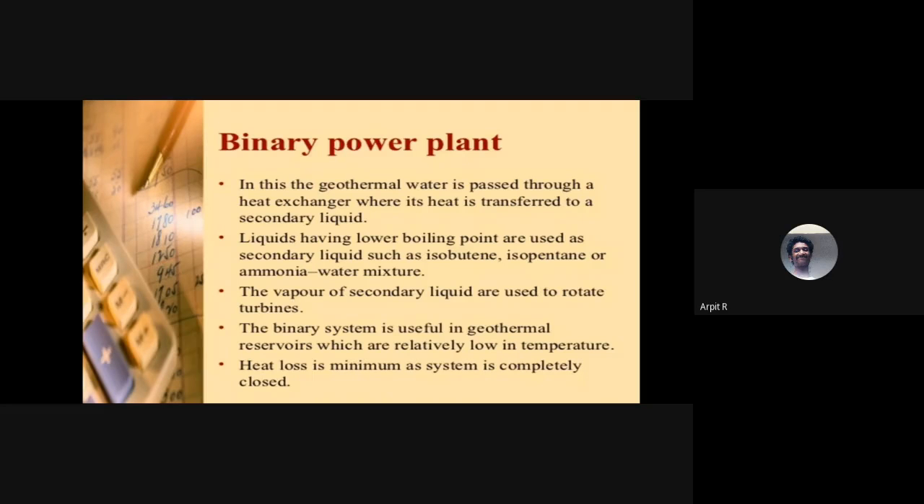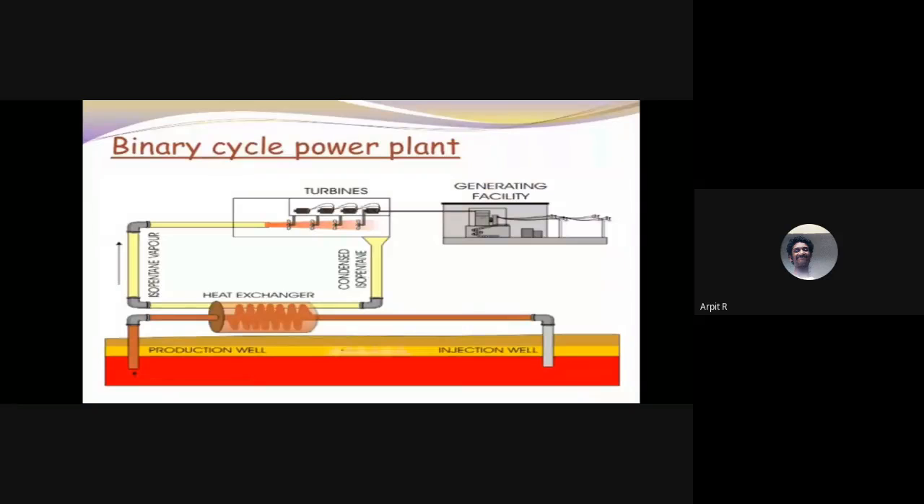In a binary power plant, the geothermal water passes through a heat exchanger where its heat is transferred to a secondary liquid. Please note, liquids having a lower boiling point are used as the secondary liquid, such as isobutane, isopentane, or ammonia. The vapor of the secondary liquid is used to rotate turbines. These isobutane, isopentane and ammonia help to rotate the turbines. Here are the inner components of a binary cycle power plant.